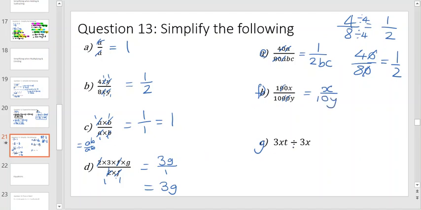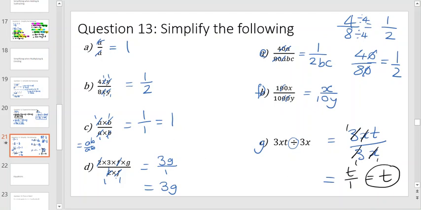And now with G, it looks different to the others because we have that division symbol. Whenever you see this problem, first write it in fraction form and then simplify. You can see it's much clearer that way. And cross off anything you see that's the same on top and bottom. So 3 can go, 3 can go, x can go, x can go. When we cross them off, they become 1. 1 times 1 is 1. I'm left with t over 1, which is just t. So your final answer should have been t.